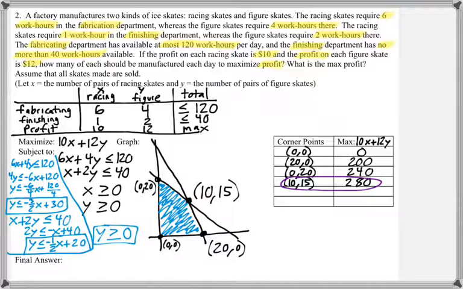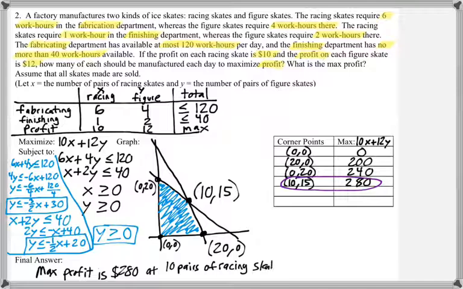So our final answer is going to be the max profit is $280 at 10 pairs of racing skates and 15 pairs of figure skates.